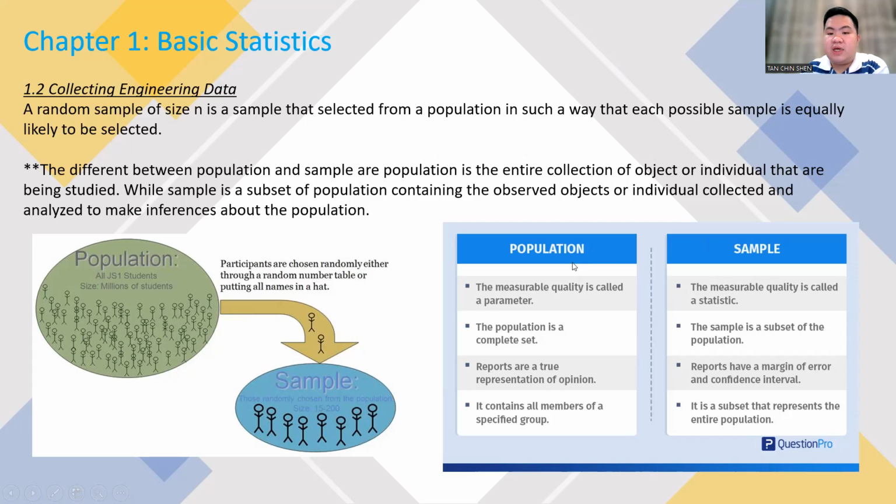So the difference between population and sample. For the population, the measurable quality is called a parameter. The population is a complete set. Reports are a true representation of opinion. It contains all members of a specific group. For the sample, the measurable quality is called a statistic. The sample is a subset of the population. Reports have a margin of error and confidence interval. So it is a subset that represents the entire population.